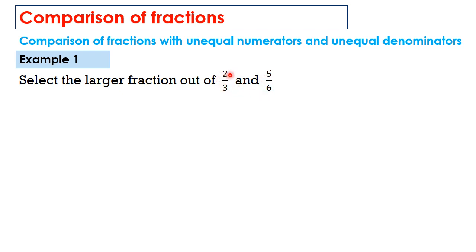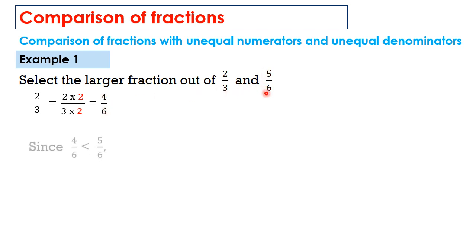Here, when you go through the numerators, they are unequal. But when you go through the denominators, even though they are unequal, by using the knowledge of equivalent fractions, we can convert this 3 into 6. After converting 3 into 6, the denominators become equal, and then we can easily compare the fractions. Therefore, what we are doing here is writing the equivalent fraction for 2/3. 2/3, by multiplying by 2, we can convert into the equivalent fraction 4/6. Now this is equal to 4/6.